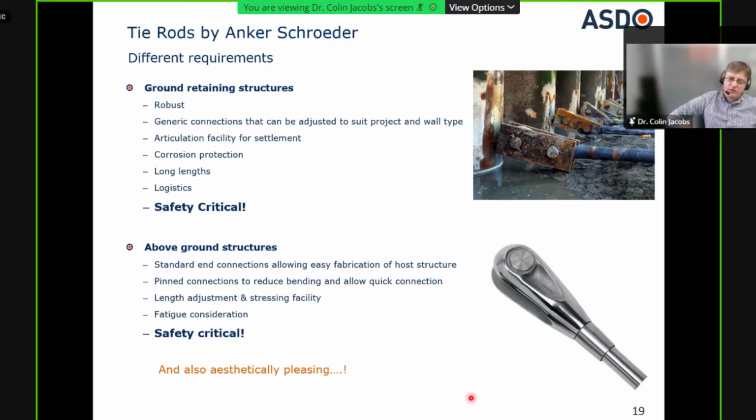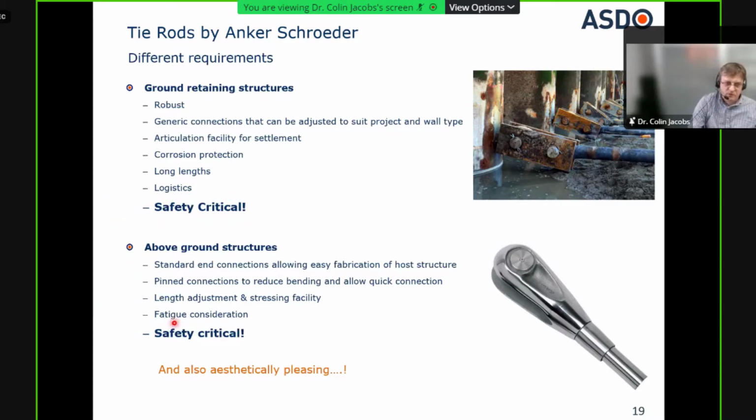Although the tie rod may look very similar, the different types of products have different requirements. If we're doing ground retaining structures, they generally have to be very robust. Imagine you have lots of soil placed on top of this and maybe even a plant driving across them. We have generic type connections which are modified to suit each project because each project is slightly different. We have to allow articulation for the settlement of the fill. Long lengths are good and logistics are a big part of this project, but safety critical.